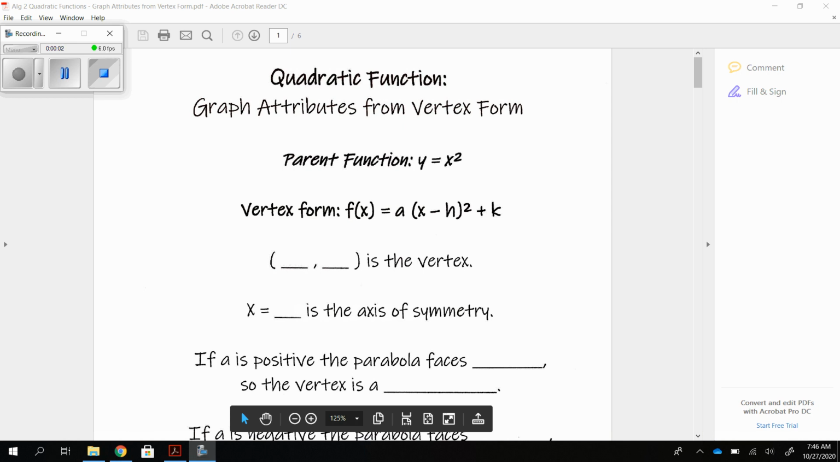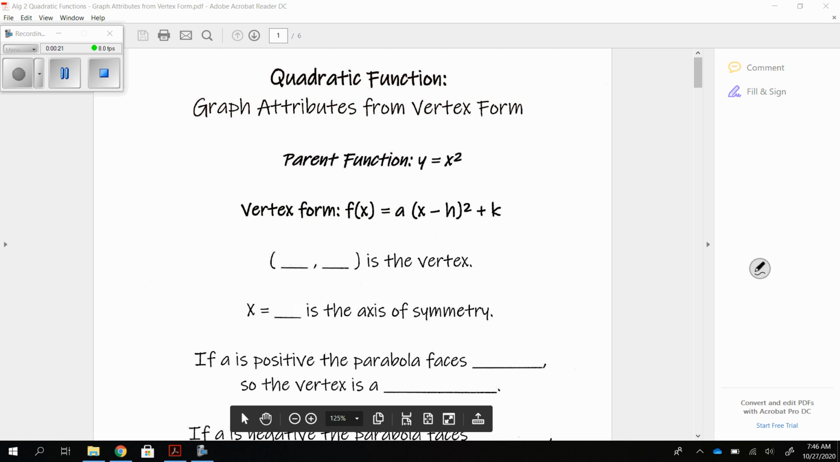Yesterday we did quadratic functions, graph attributes from a graph. Today we're going to learn how to determine the graph attributes from vertex form. Now it shows our parent function again, which is y equals x squared, okay? And then it shows what vertex form is.